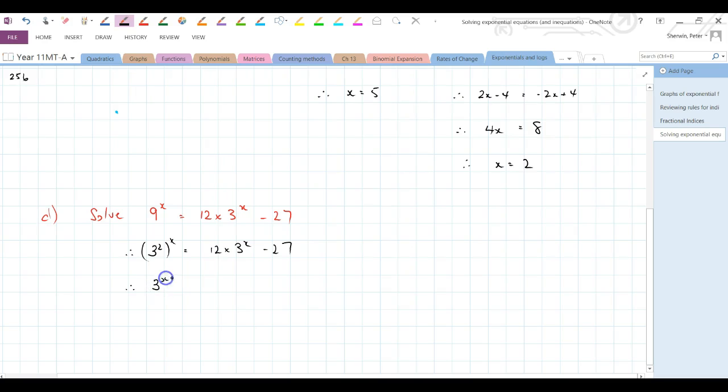Actually, what I can do there is I can swap those around, can't I? 3 to the x squared, because this is 3 to the 2x, so is this. I'll show you why we've done that in a second. 12 times 3 to the x minus 27. Look what we've got here now.